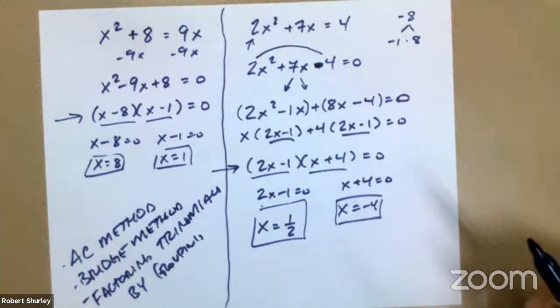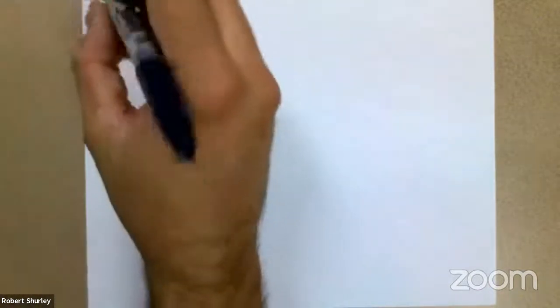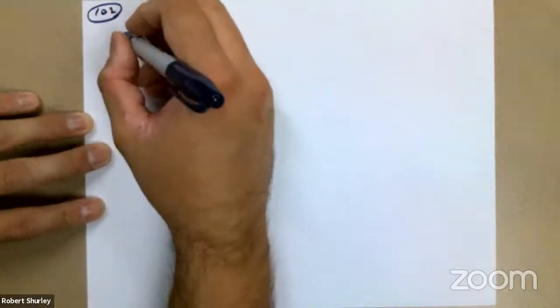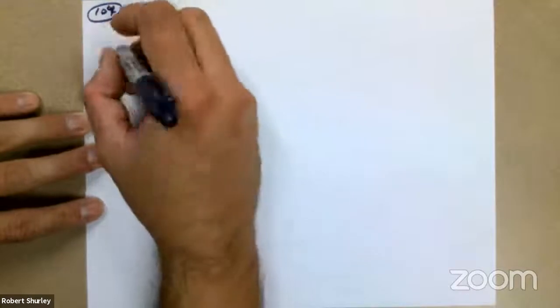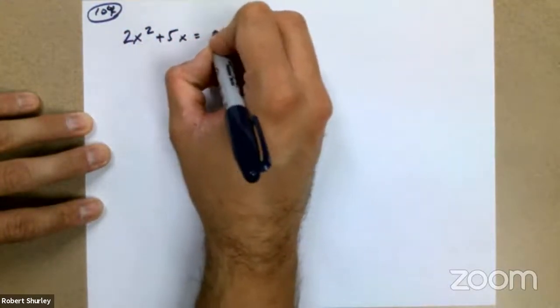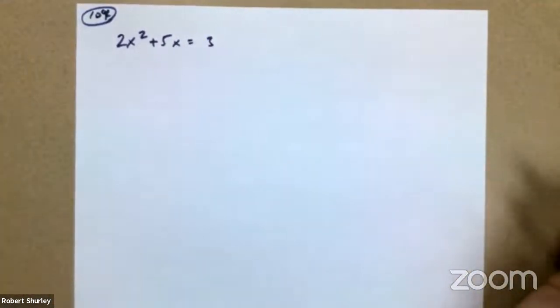Okay. Let's look at some more. I'm going to steal some from the book that I know are factorable. I want you to try these, kind of test yourself out. Let's say this is number 104. 2x squared plus 5x equals 3. So try that one.